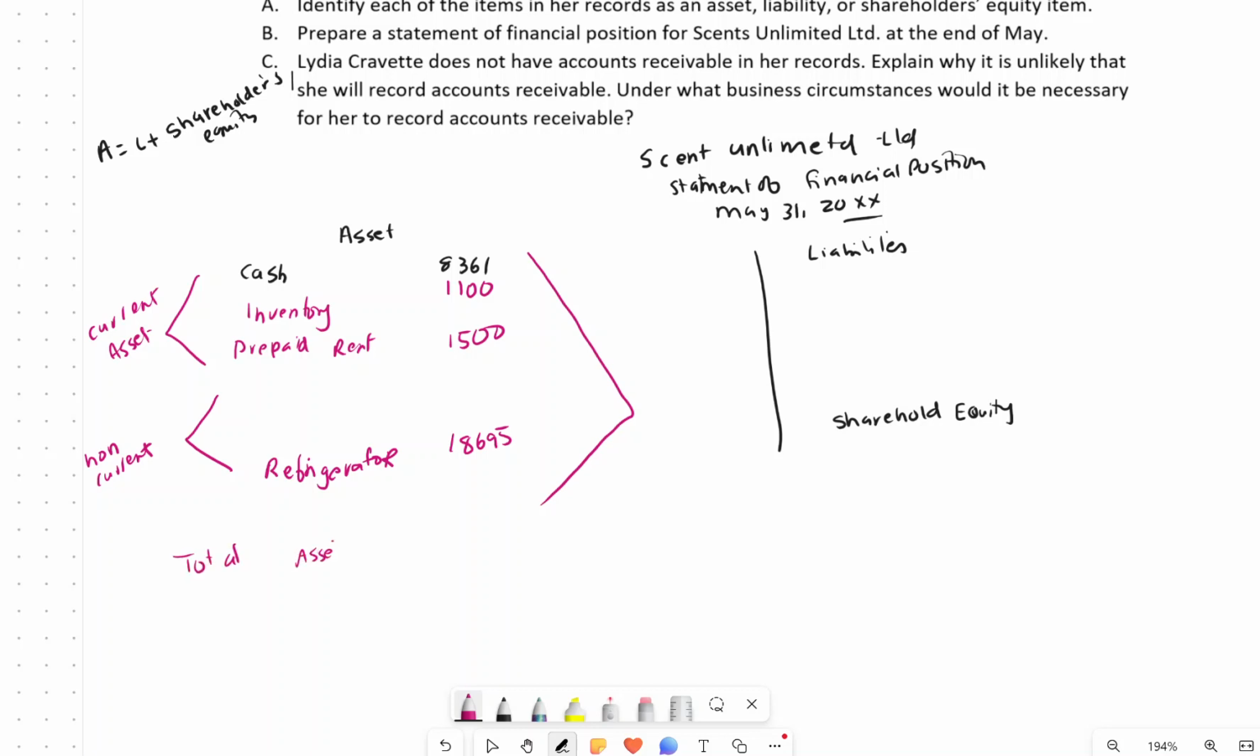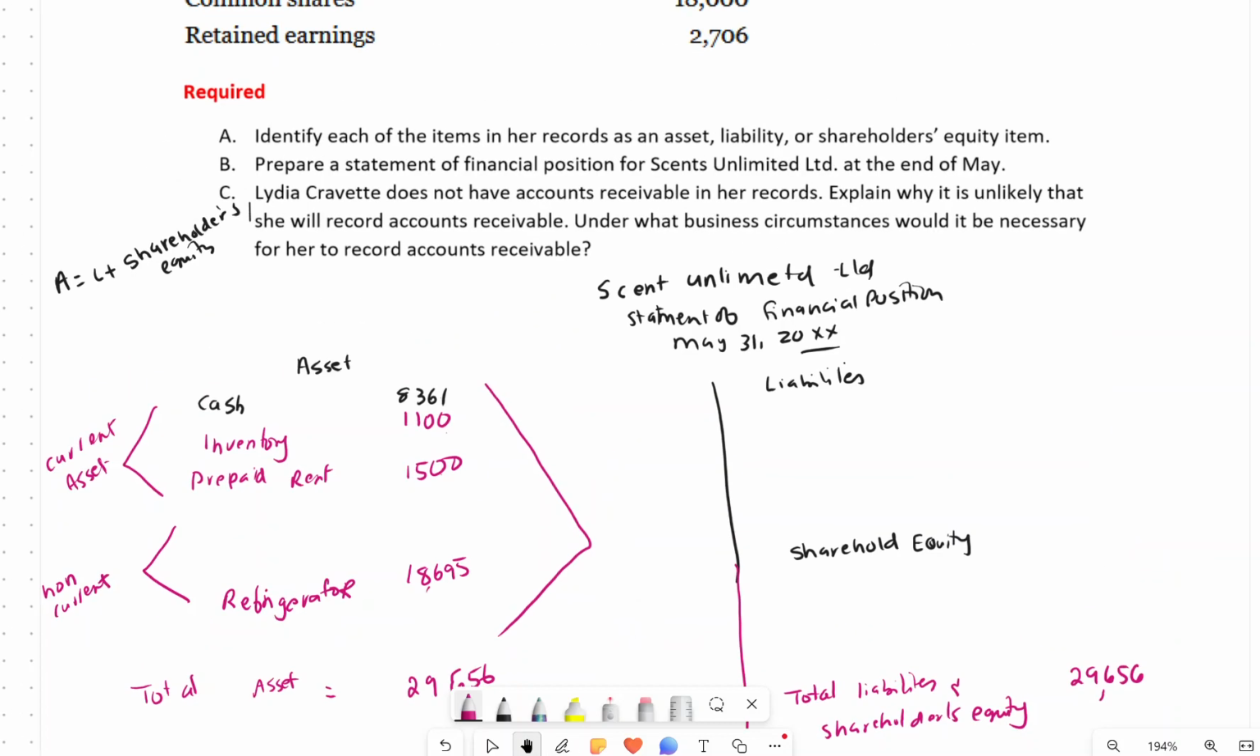If I add all these numbers, it will be called total assets. It's going back to the question that we did when we did fill in the blanks. If I add all these four numbers, I will get 29,656. So if I did this right, my answer on this side will also be that. My total liabilities and shareholders' equity should be 29,656. That's the answer you should be getting. Now let's see if we get the answer.